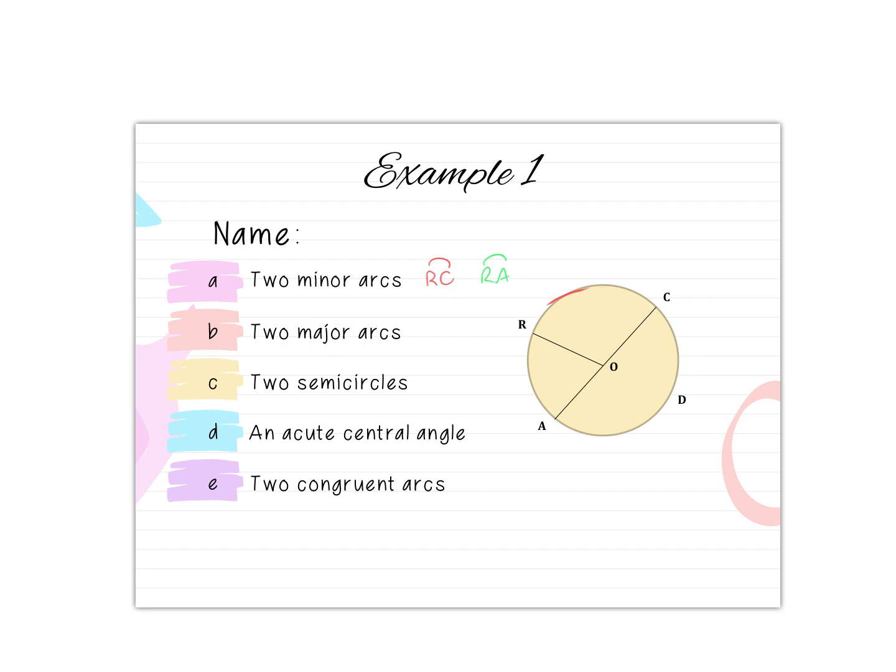It says, okay, what are two major arcs? Okay, well again, major means greater than 180 degrees. So I might start at R, and I might go through C, and I may go all the way to A. That's definitely a major arc. So RCA is one major arc.